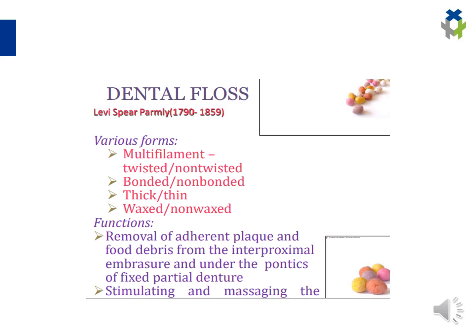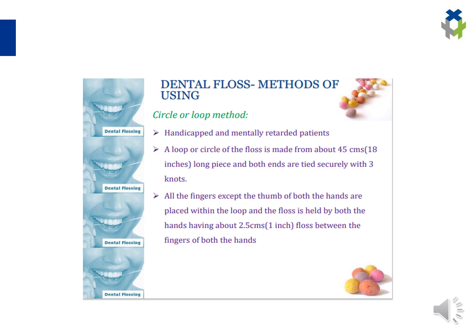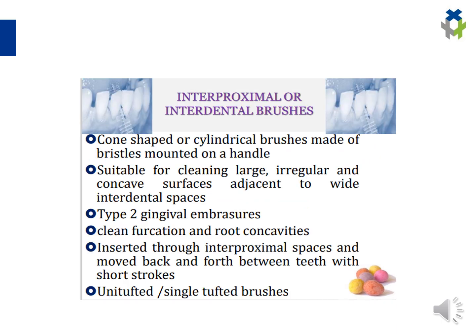Dental floss can be multifilament, twisted and non-twisted, bonded, non-bonded, thick and thin, waxed and non-waxed. The different methods of flossing are the spool method and the circular method. The interproximal or interdental brushes are cone-shaped and cylindrical brushes suitable for cleaning the large irregular concave surfaces adjacent to the wide interproximal interdental spaces.